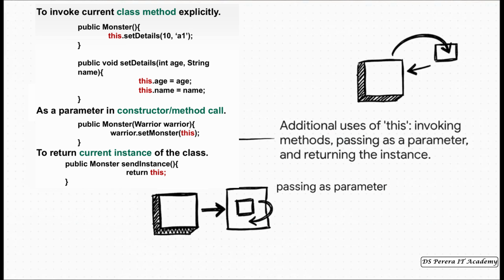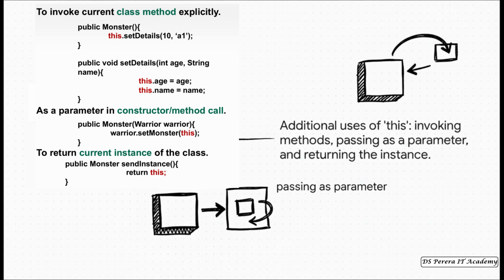So we've seen this used for variables and constructors, but believe it or not, it has a few other tricks up its sleeve. You can also use it to explicitly call a method, pass the current object as a parameter to another method, or even return the current object from a method. Let's break these down real quick. First, calling a method. Sometimes, just for clarity, you might write this.myMethod instead of just myMethod. It does the same thing, but it makes it super obvious that you're calling a method belonging to this specific object. Second, passing as a parameter.